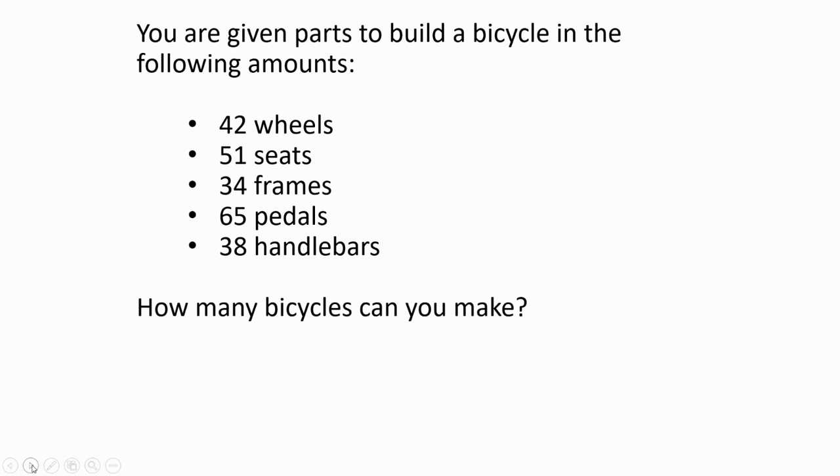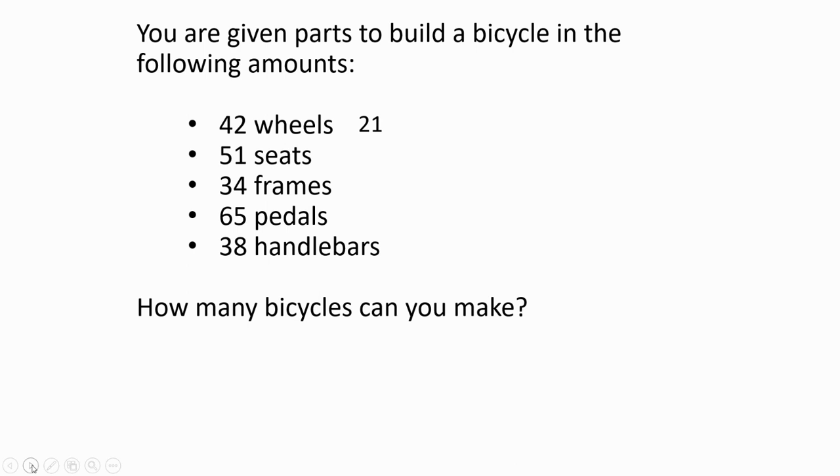So you're given parts to build a bicycle in the following amounts. How many bicycles can we make? So the easiest way for us to determine this is to figure out how many bicycles we can make from each set of parts and then find the smallest amount. So our first one we have is 42 wheels. We know that each bicycle has 2 wheels, so that means that we can make 21 bicycles from our wheels.